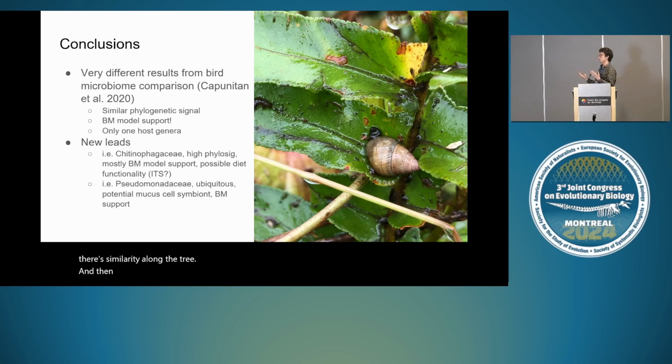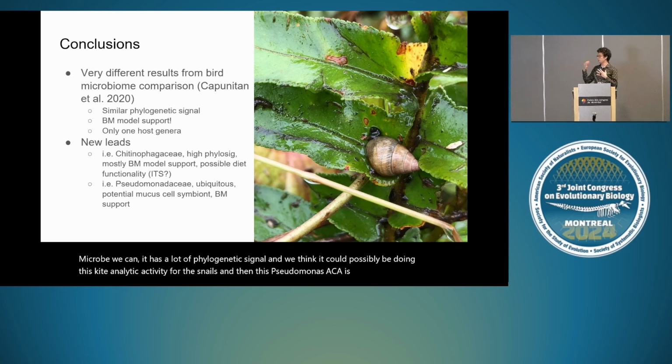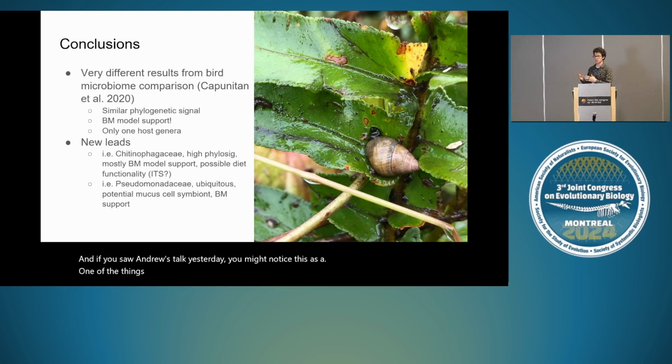And then we got some cool new leads. This Chitinophagaceae microbe has a lot of phylogenetic signal, and we think it could possibly be doing chitinolytic activity for the snails. And this Pseudomonadaceae is totally ubiquitous, found in every snail. It has a lot of phylogenetic signal and is explained by Brownian motion best. If you saw Andrew's talk yesterday, you might notice this as one of the things he clued in as a potential mucus cell symbiont, which would be really cool. I had no idea about that until yesterday.